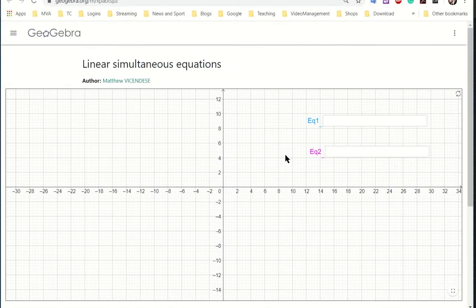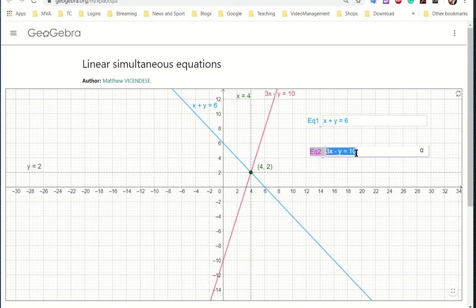Okay, I've built this GeoGebra applet trying to keep the colour scheme in mind. So equation 1 is blue and equation 2 is pink. So if I type in x plus y equals 6, we can see the blue line there. And then for equation 2, I'm going to type in 3x minus y equals 10. And there's that line there. So no surprises that the solution is x equals 4 and y equals 2.